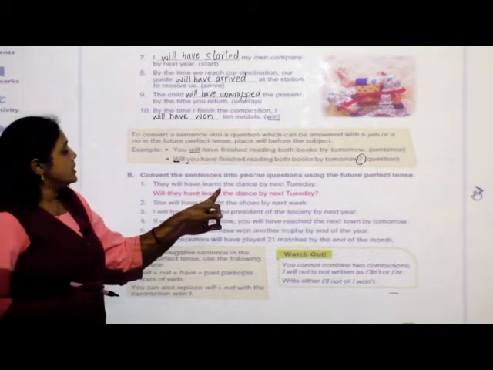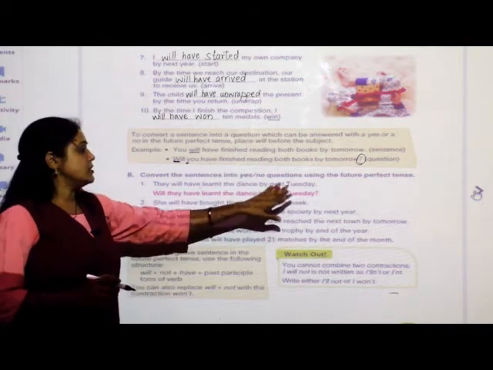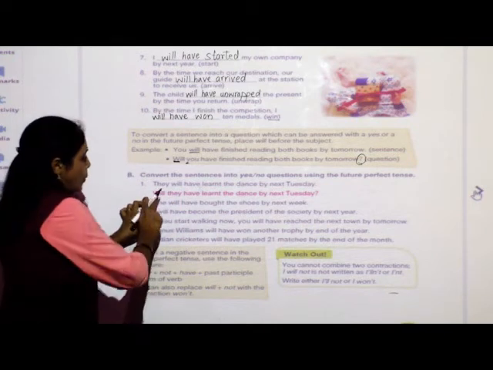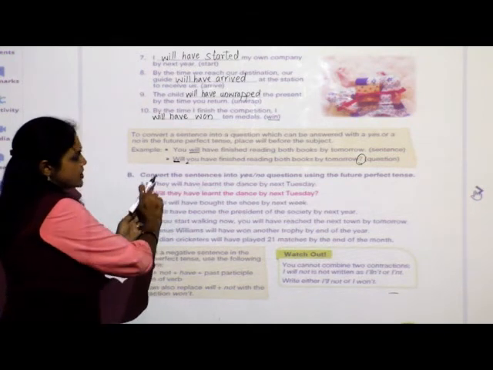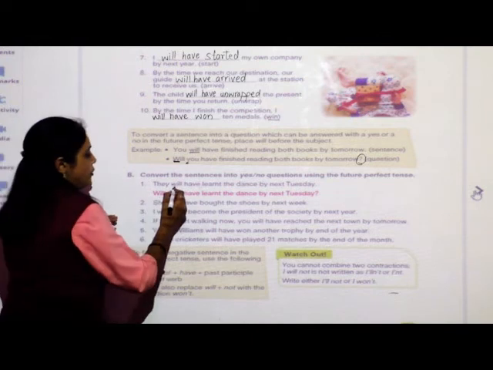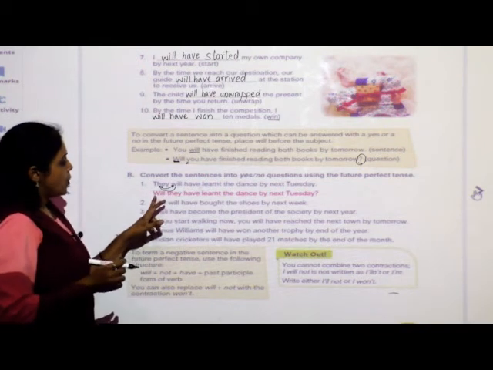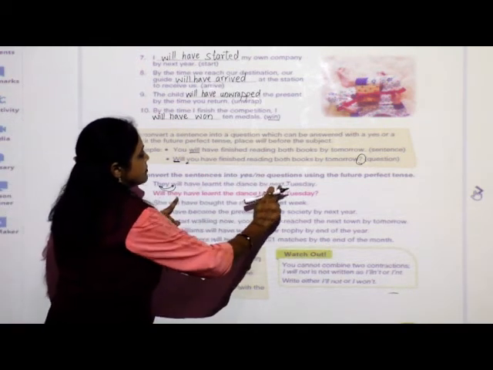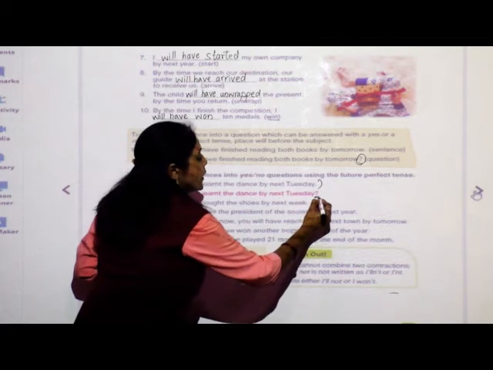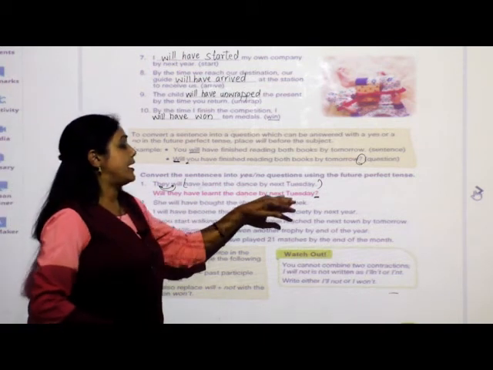They will have learnt the dance by next Tuesday. So I am taking this "will" at the beginning. Will they? You only have to change the place of that word, okay. From here "will" comes here and "they" goes here. So just changing of the place. Will they have learnt the dance by next Tuesday? The remaining part you just have to copy as it is and put a question mark, okay.